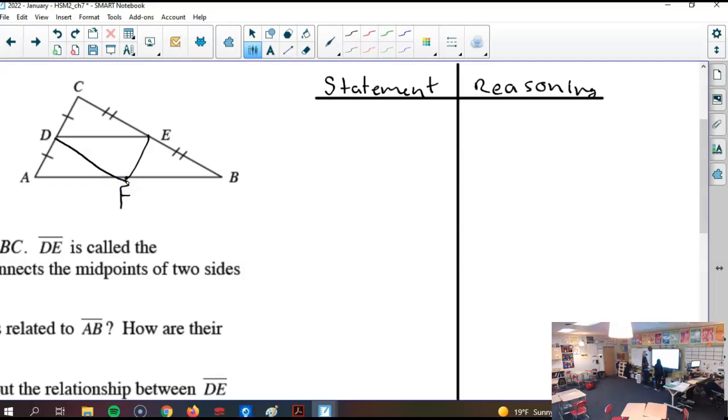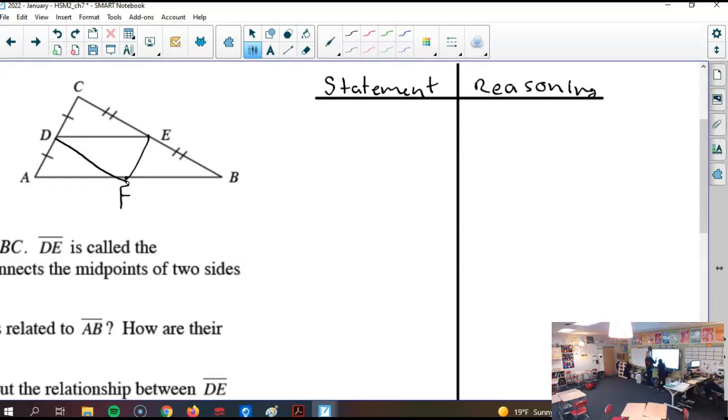Why are you saying that those lines exist? Because we need to prove that this line is congruent to that line. And then, how can we get there? So, what should we say? So you made F. We need to put all the givens.